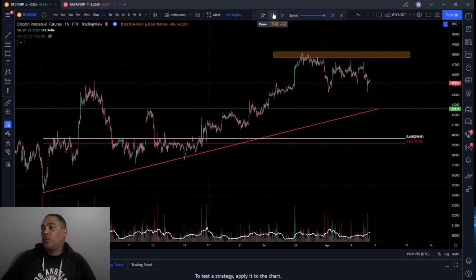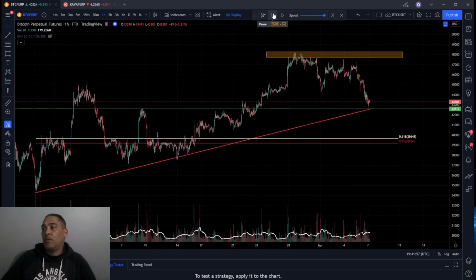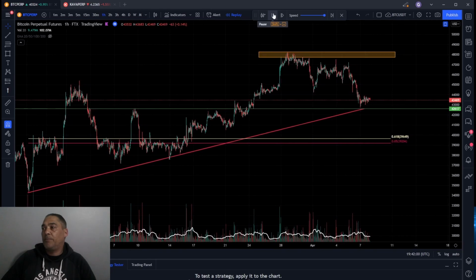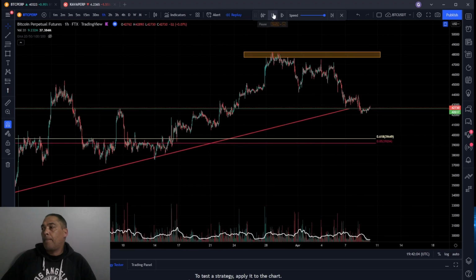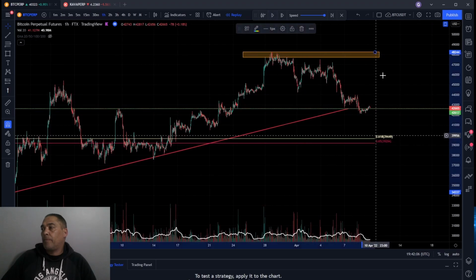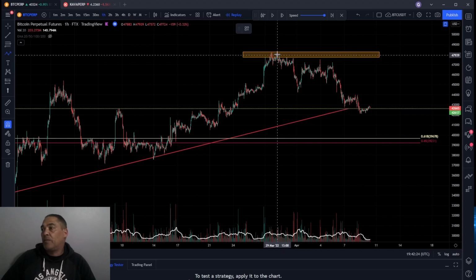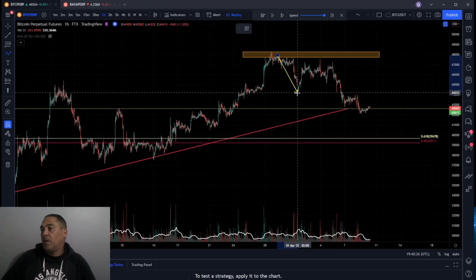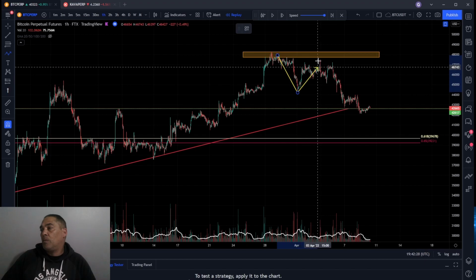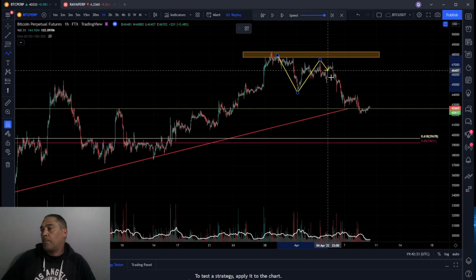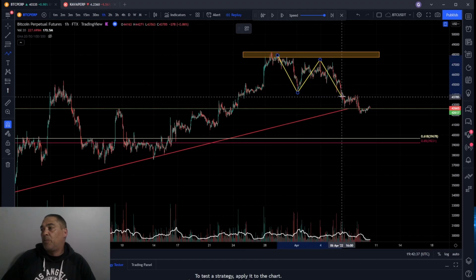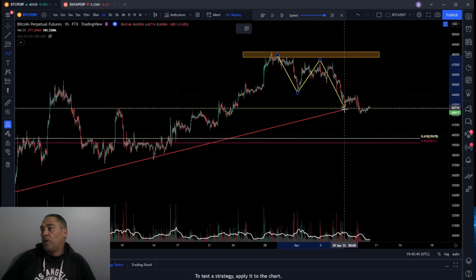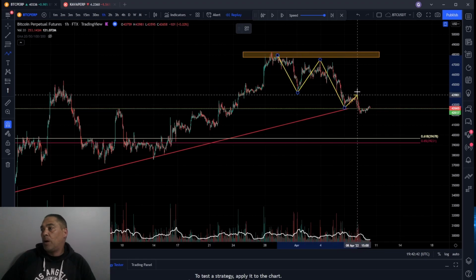As you can see, forming lower lows, continuation to the downside. We saw a rejection from this resistance. Lower low, lower high. Clearly broke this support here as well, forming a new lower low and a lower high.